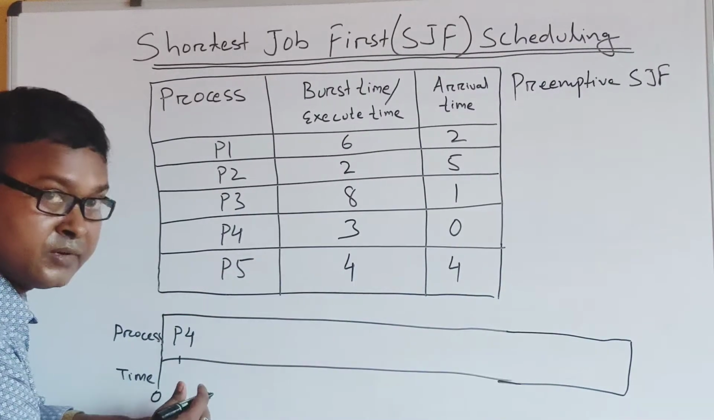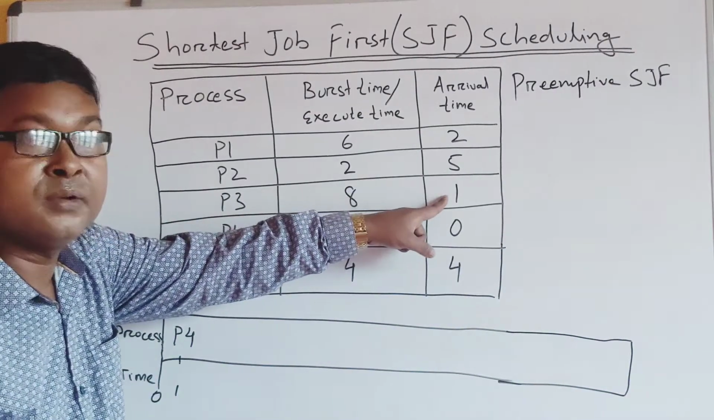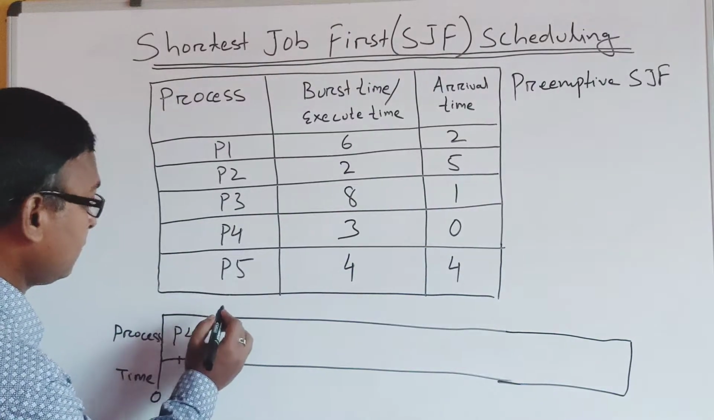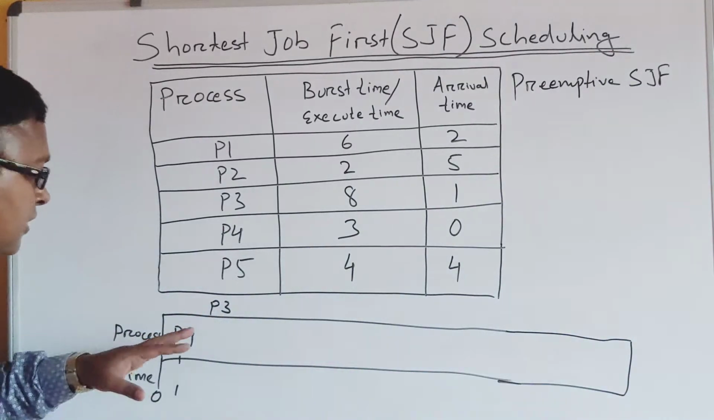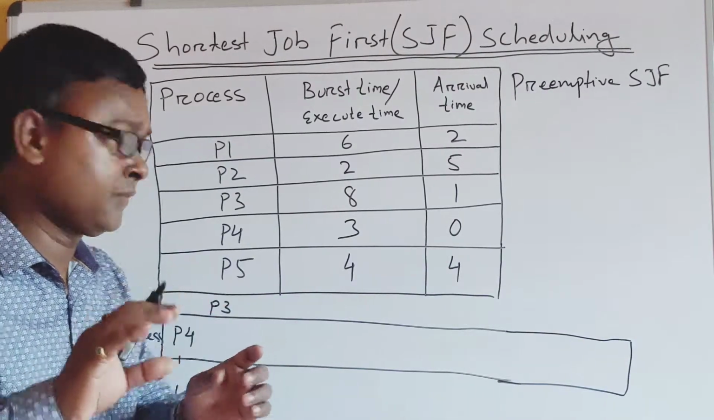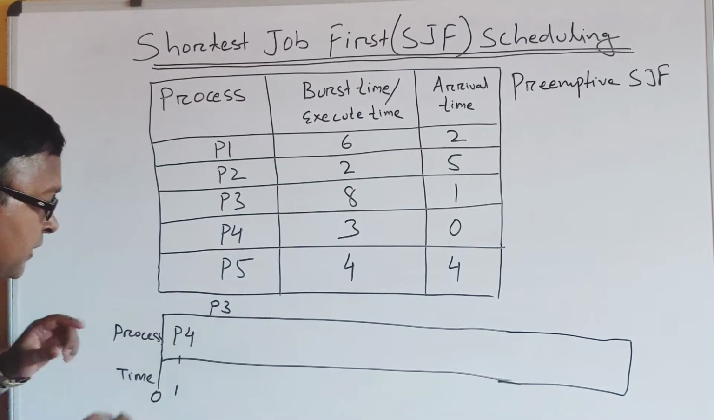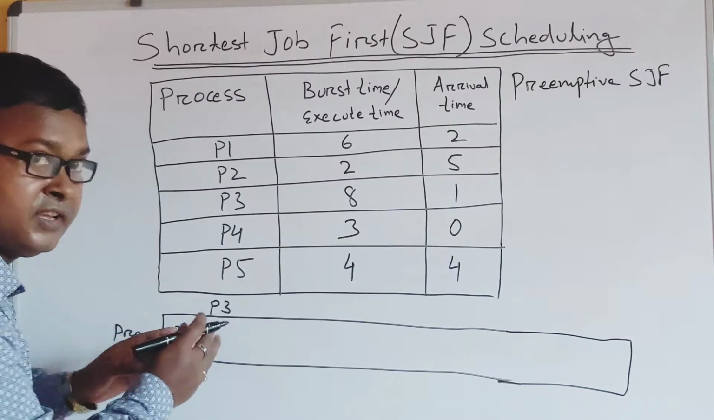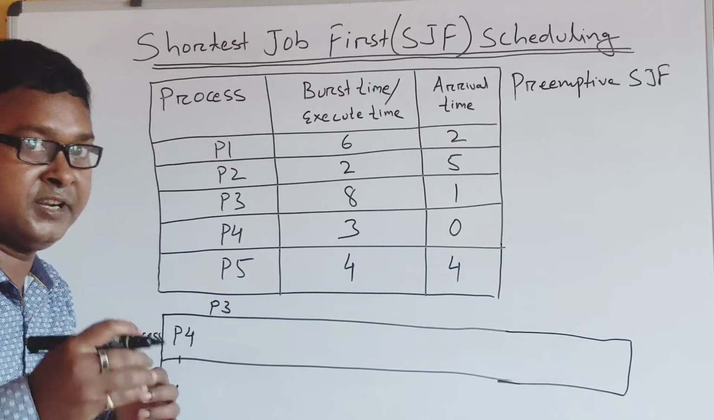When it completes 1 unit of time, another process enters the processor at 1 unit of time. P3 enters the processor and the CPU scheduler schedules P3 in a waiting state. So here, try to understand: now the SJF, shortest job first scheduling algorithm, gets implemented.